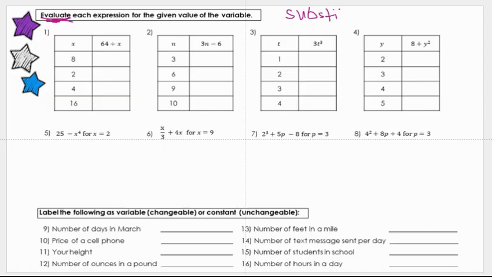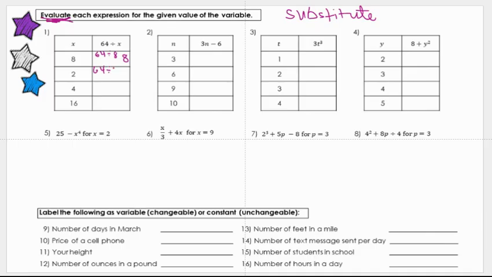I'm sure that you love how long it takes me to write these. Substitute the value into the expression. So in this case, 64 divided by x. If x is 8, we have 64 divided by 8. 64 divided by 8 is 8. Then 64 divided by 2.